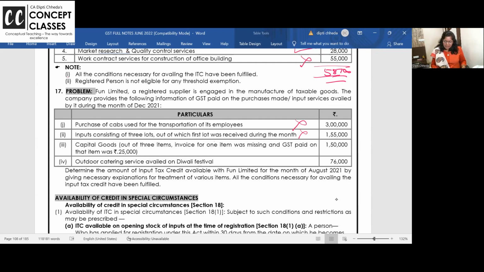Outside, nil. Capital goods out of 3, invoice of 1 item was missing and GST paid on that item is 125. So if invoice is not there, no credit is allowed. So here you will be allowed credit on only 1,25,000. Outdoor catering service for Diwali, for AGM and all, not allowed. Very simple questions these are. Total ITC allowed is 1,25,000.